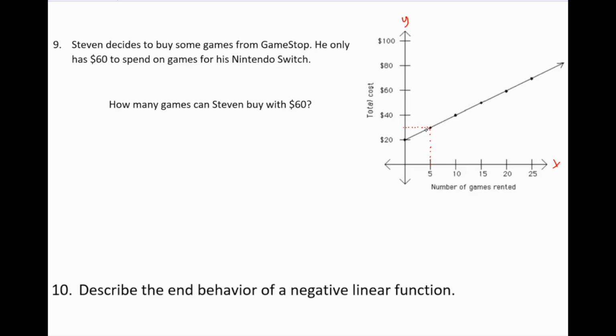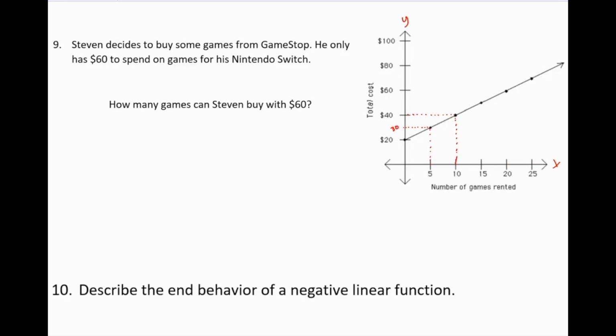So if Steven decides to rent 5 games, that's going to be right here between 20 and 40, so I can assume that's $30. If Steven rents 10 games, he's hitting at $40. So 10 games is going to cost him $40. And we can keep going from there.